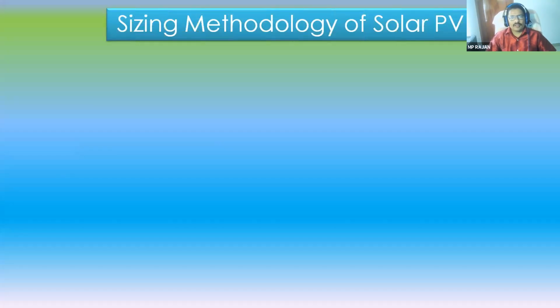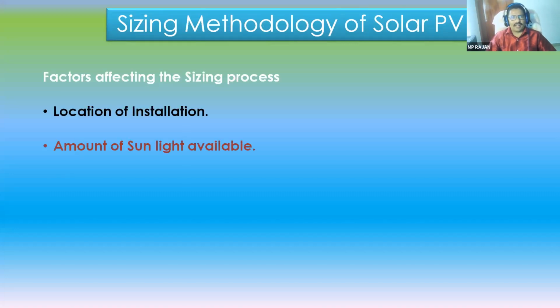Okay, so sizing methodology. What are the factors affecting the sizing process? We may face some difficulties in designing the solar power system, some obstruction. The main problem is, the solar output is not always constant.